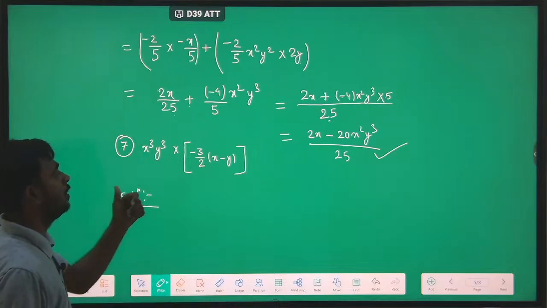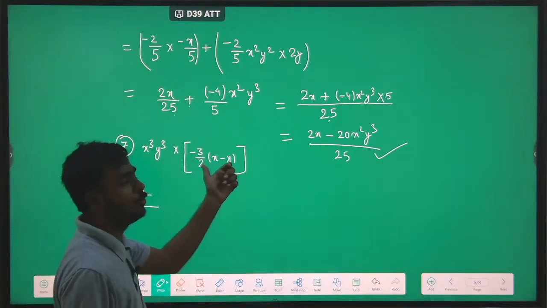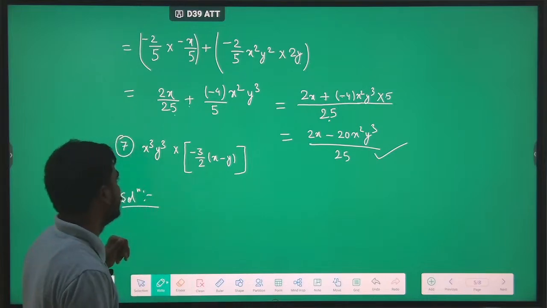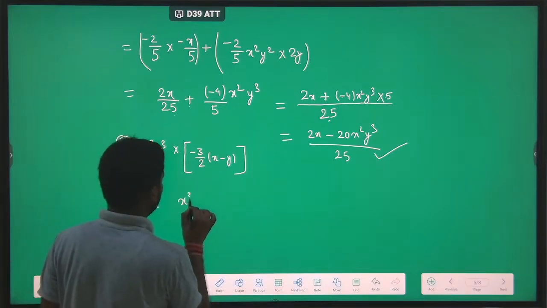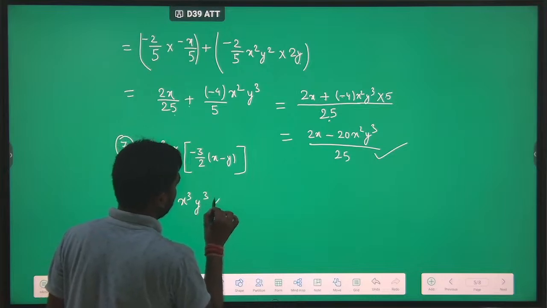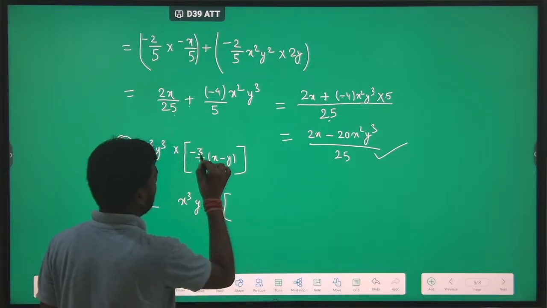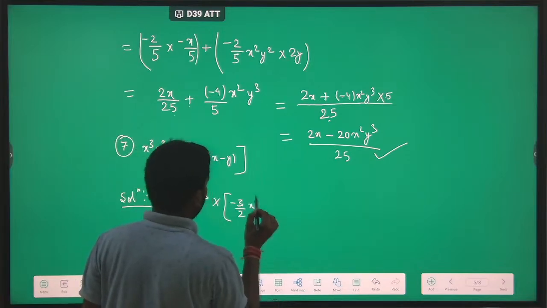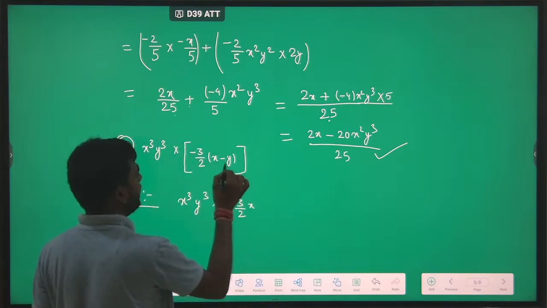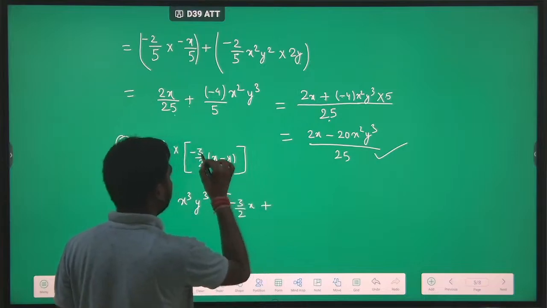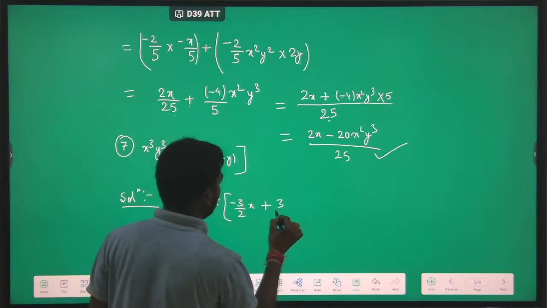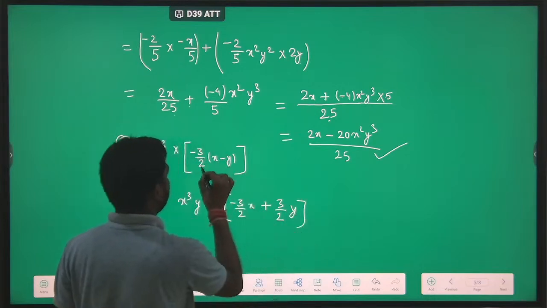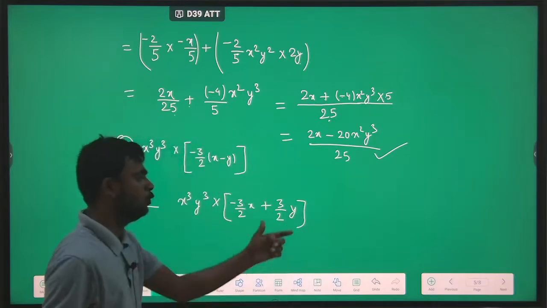It is a monomial. Monomial when multiplied with binomial, what do we get? We use the distributive rule. Okay, so this x cube y cube will be same. It will be multiplied with, when we multiply minus 3 by 2 with x, we will get minus 3 by 2x. And again, this minus and minus will be plus when multiplied. 3 into 1 will be 3 by 2 and it will be y. 3 by 2 into y is 3 by 2 y.